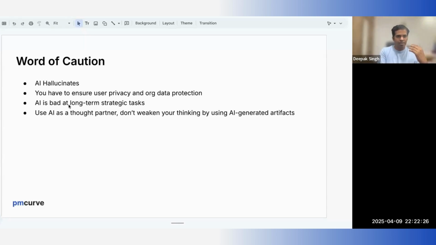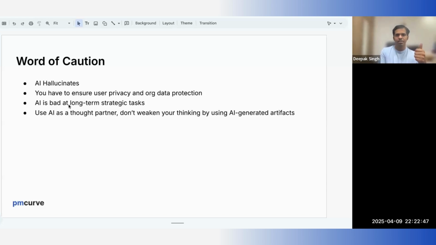I think we all know that, but always keep in mind that despite all the progress that AI has made, AI still hallucinates. Even in deep research, where it's quoting links, it can hallucinate. So you have to cross-verify a lot of things. The second is, at every step, whenever you're thinking of using an AI tool for your company, you have to ensure two things.